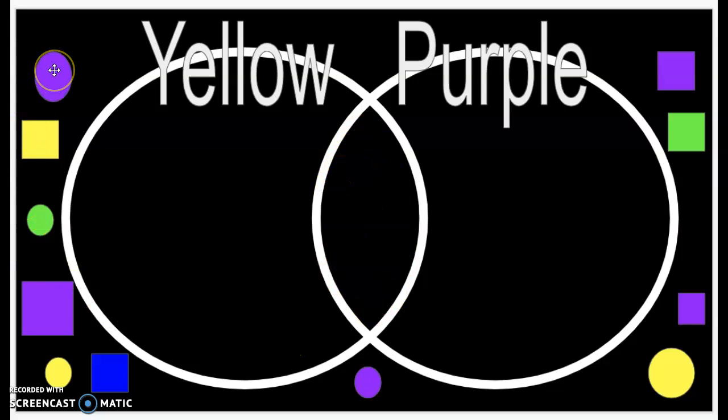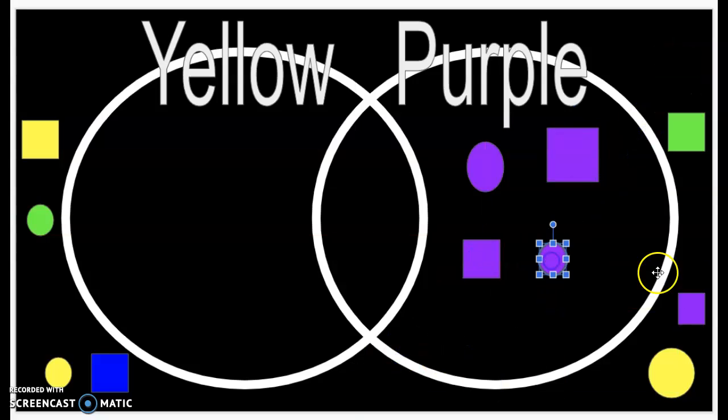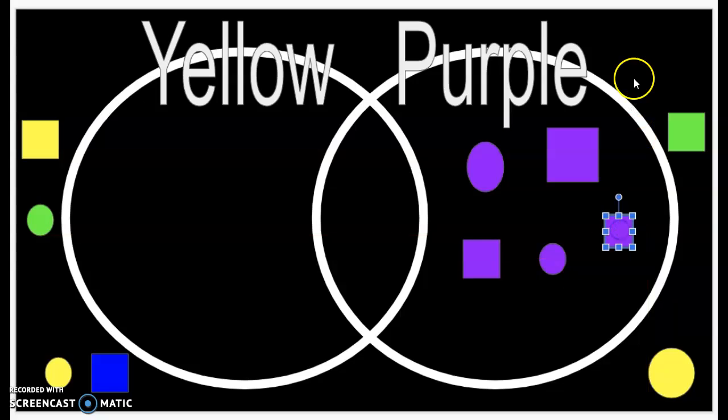All right, so let's look for the purple things. This is purple. This is purple. This is purple. This is purple. And this is purple. Now, all of these things are not the same shape or size, but they're all purple.